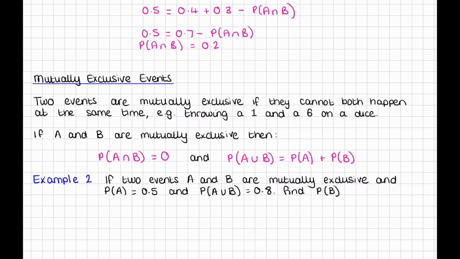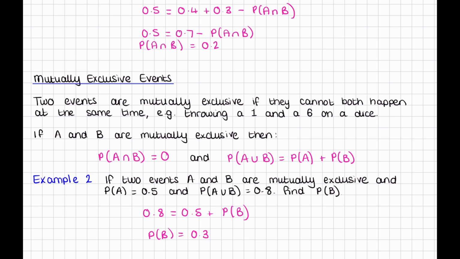In this example, two events A and B are mutually exclusive, and the probability of A equals 0.5 and the probability of A or B equals 0.8. Find the probability of B. So using that rule, the probability of A or B is 0.8. That would equal the probability of A plus the probability of B, which is what we are finding. Solve that, and really easy, the probability of B must be 0.3.